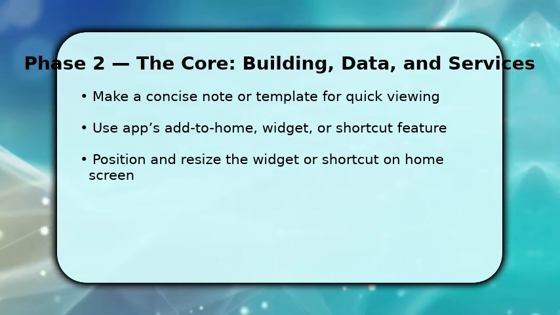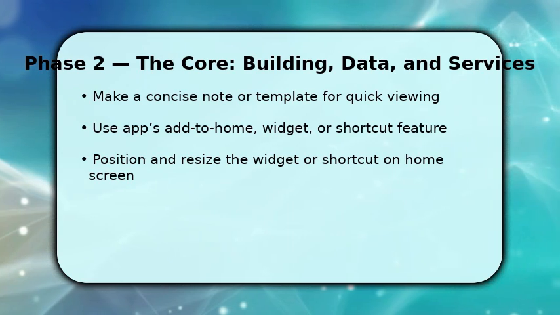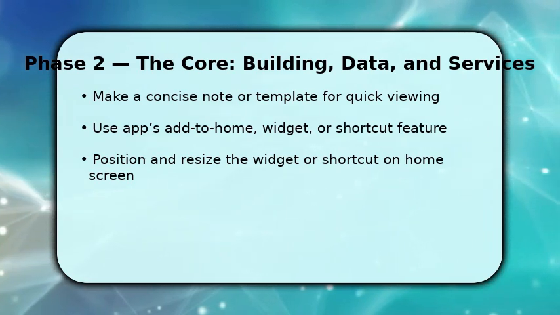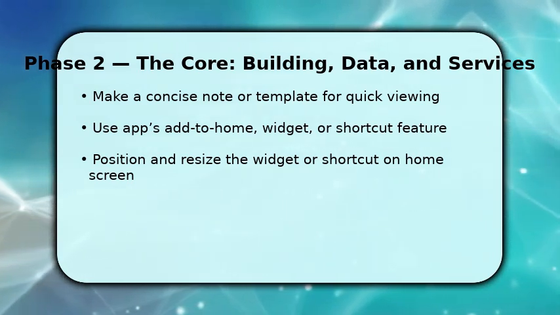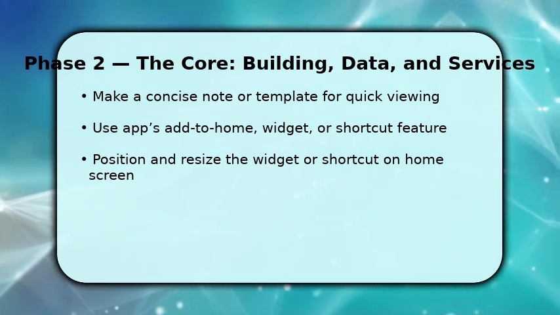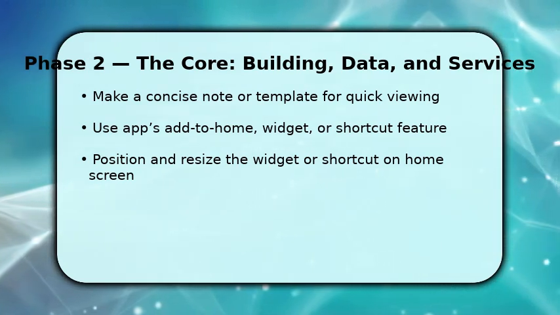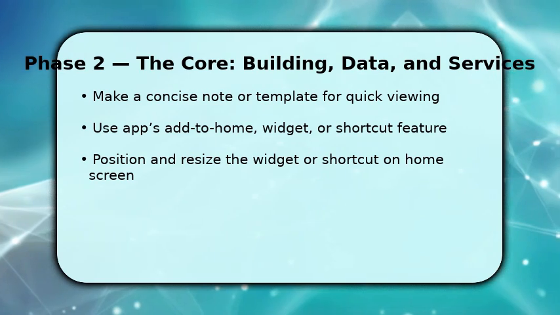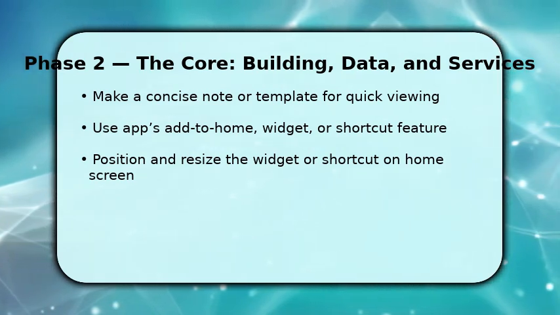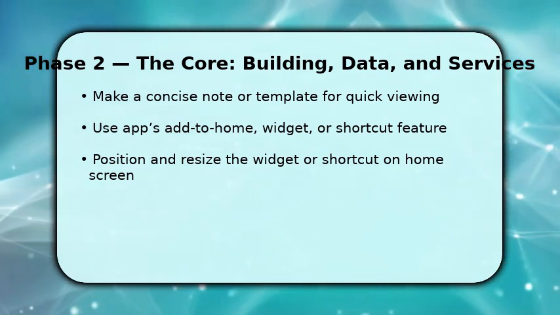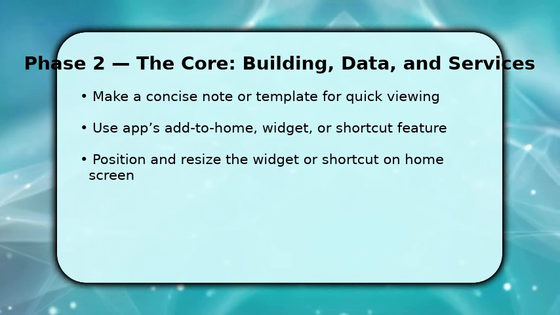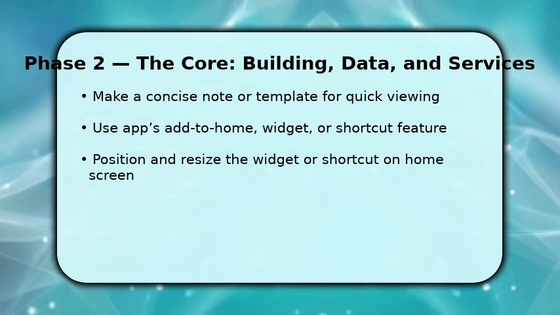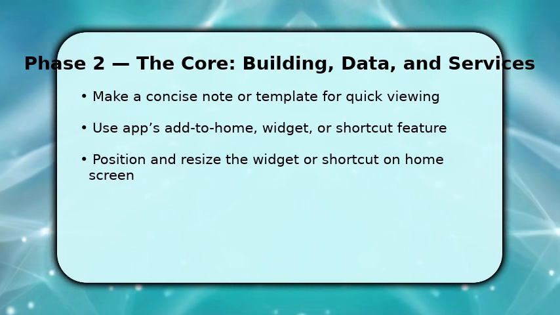Next, use the app's Add to Home, Widget, or Shortcut feature. On Android, long press the home screen and choose Widgets. On iOS, go to the Widget Gallery. On Windows or Mac OS, use the app's Pin or Shortcut option. Place the widget or shortcut where it's easiest to reach, and resize it if the system allows so important lines remain visible.